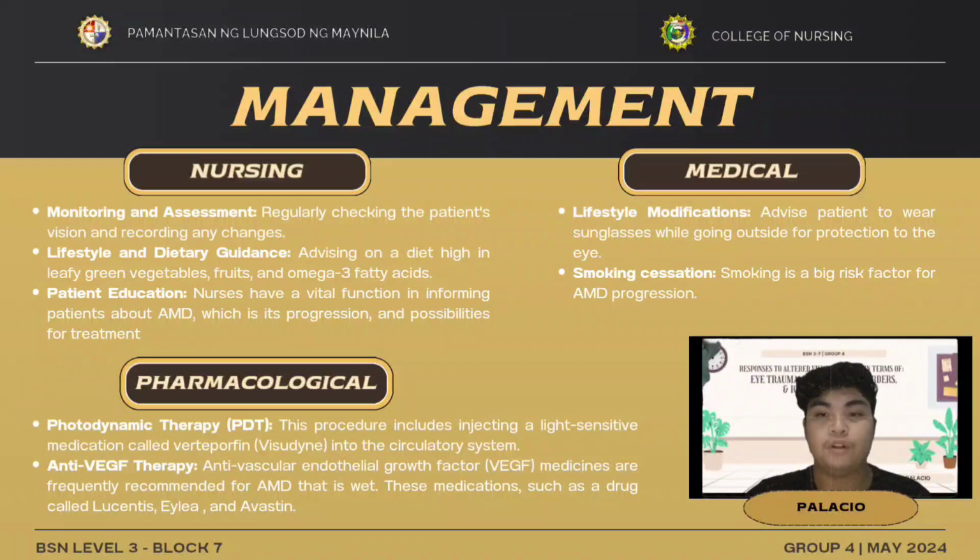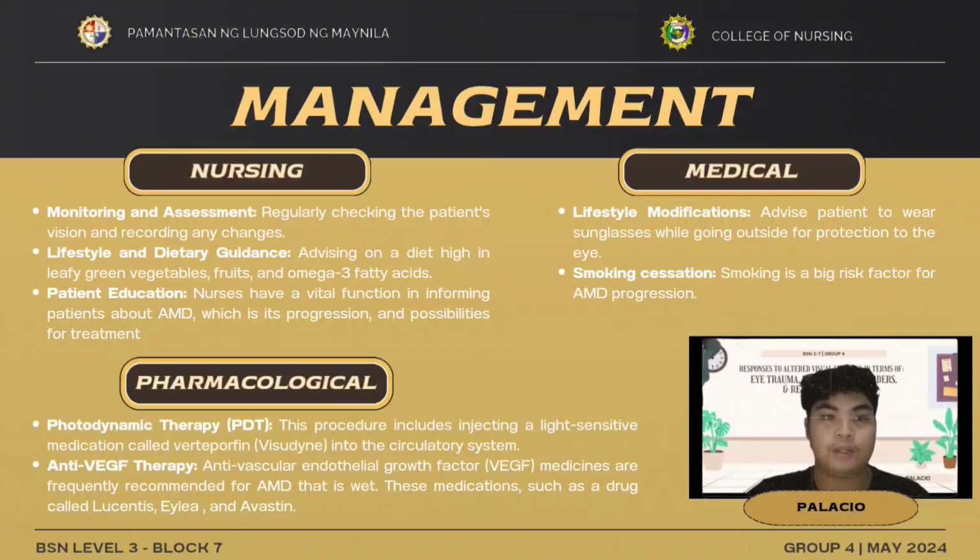Patient education, po. Nurses have a vital function in informing patients about AMD, its progression and possibilities for treatment. It also involves counseling patients about the importance of frequent eye exams, good eating habits, and modifications to their lifestyles.